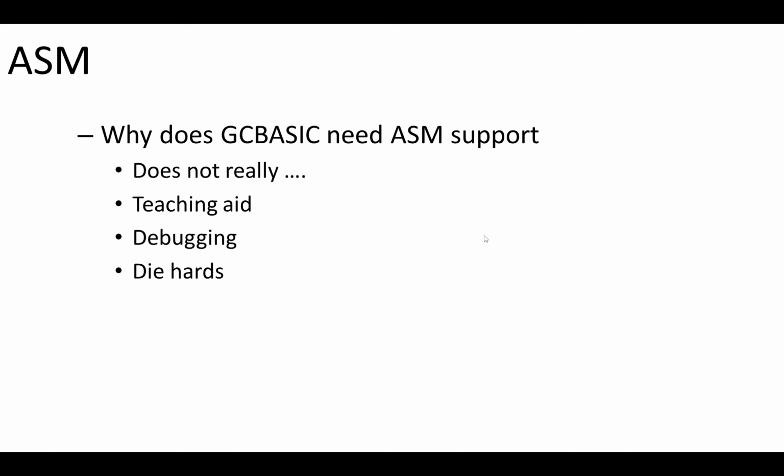Okay, but why do you need ASM in GCBASIC? To be quite frank, you don't, because we want to create portable code, and if you use the dialect, it will automatically generate optimized ASM, but some people need it as a teaching aid. Some people need it for debugging, and there are some diehards that have contacted me and said, how do I support assembly?